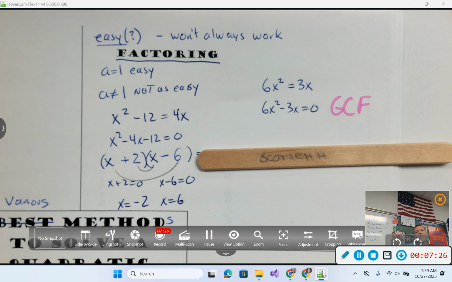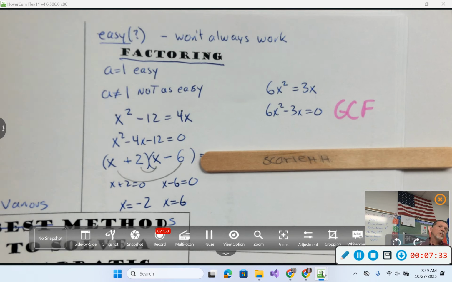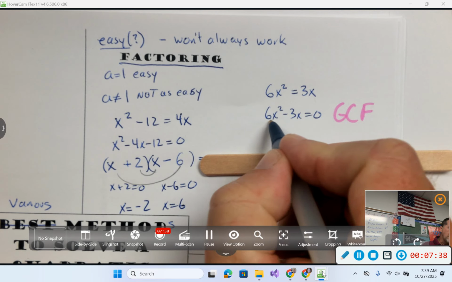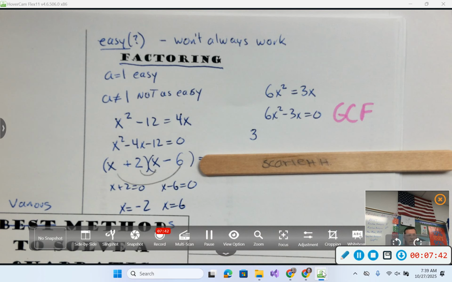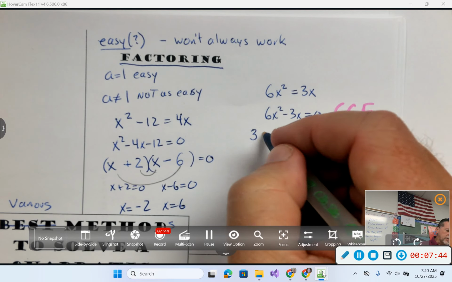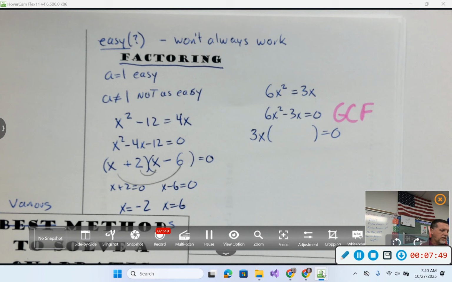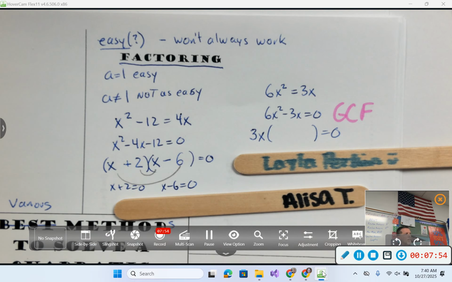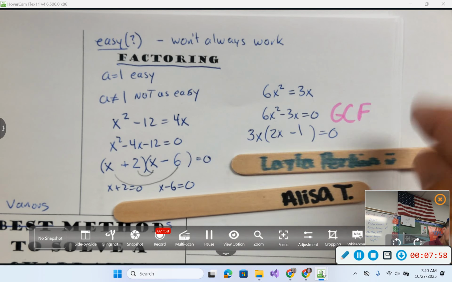So what can I factor out? What's the greatest common factor, Scarlett, of 6x squared and 3x? Not 2. 2 will be left on this one if I take out a 3. But what else can I take out? Anybody? An x. Let's take out a 3 and an x. And then I've got to make sure the right stuff gets left over. So, Layla, what's left over in the parentheses? 2x minus 1. Good.